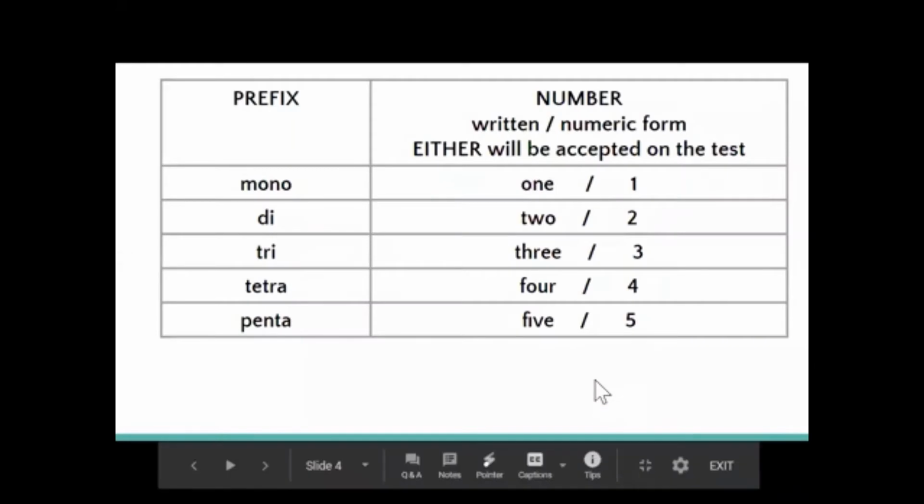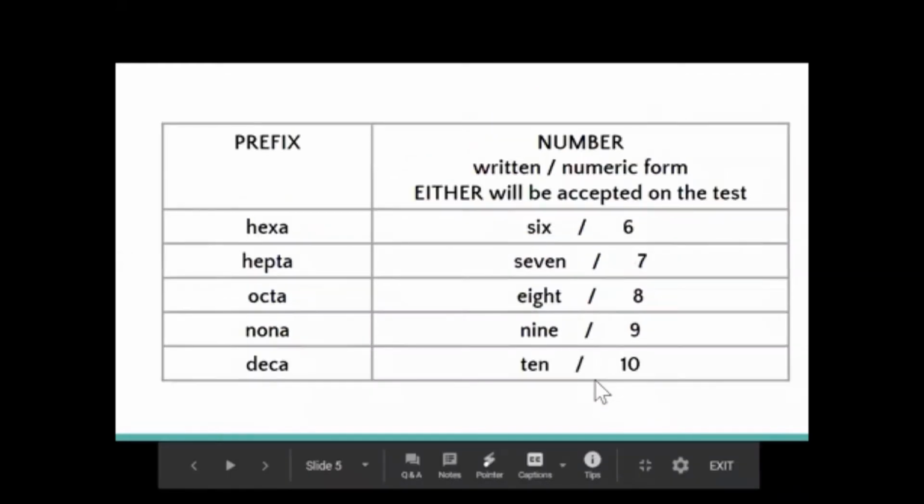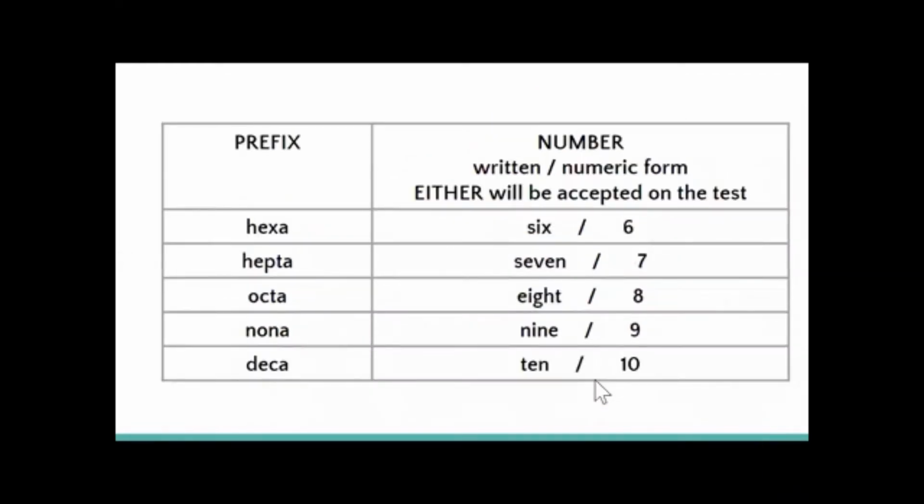Okay, moving forward. The prefix hexa means 6. The prefix hepta means 7. The prefix octa means 8. The prefix nona, or nona, means 9. And the prefix deca means 10.